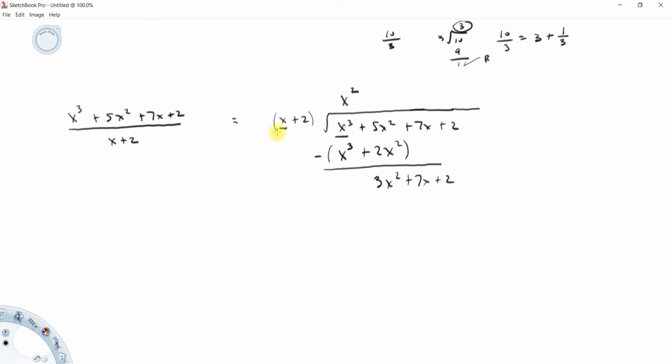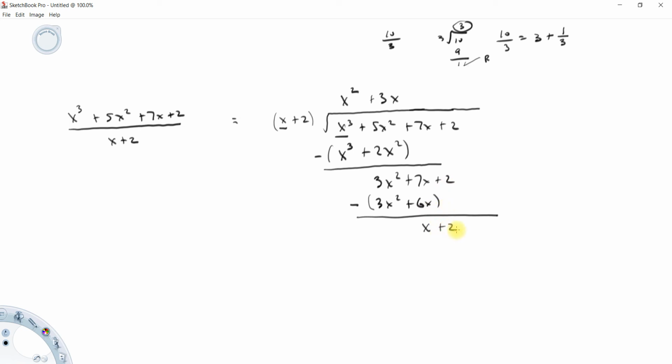All right. Now we say, well, how many times does this go into this? And the answer is 3x times, so plus 3x. Then we multiply. 3x squared plus 6x. And then subtract. Okay. 3x squared minus 3x squared is 0x squared. That's a good sign. That means we're doing this right. 7x minus 6x is x. And then 2 minus nothing is 2.